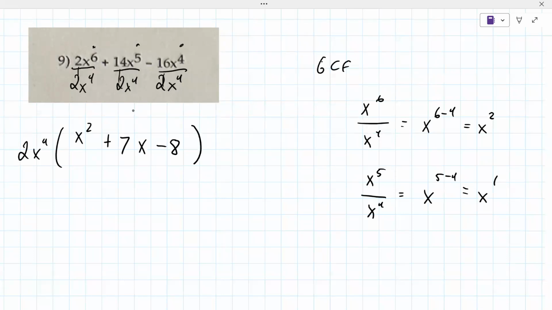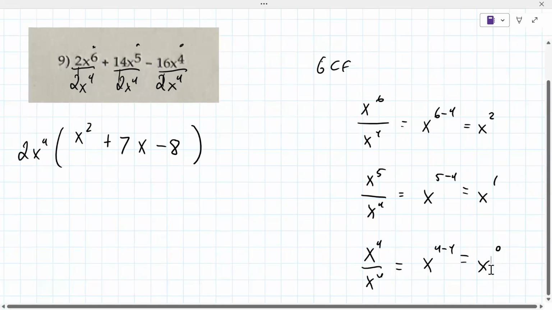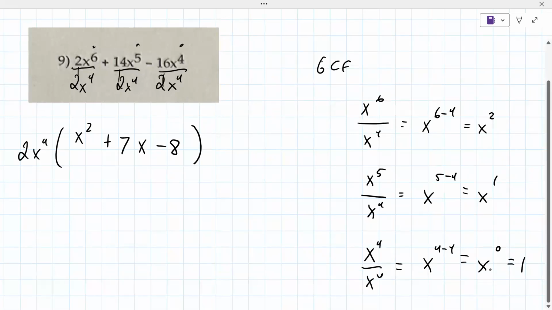Good. Okay. And the x to the fourth over x to the fourth goes away because it's the same on the top and bottom. Just think of it as going away. So it would just stay negative 8, not 8x. Yes, there's no x, because think about it this way. When you subtract 4 minus 4, what does that become? 0. 4 minus 4 is 0. Anything to the 0 power is just 1.